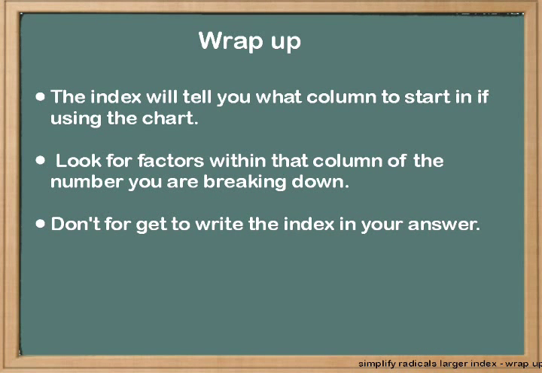Alright, so when you're going to go ahead and break down a radical with an index other than 2 and you want to use the chart, look at that index to tell you what column you want to start in. After that, within that column, you want to look for factors of the number that you are breaking down. And then when you're all finished, make sure that you include the index in your answer, and that is a very common mistake for students to leave that index out.